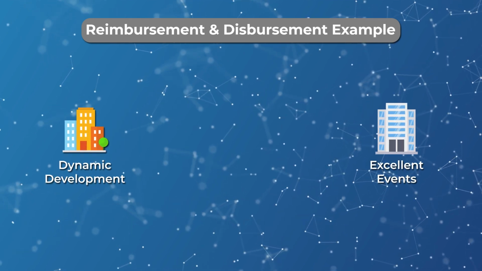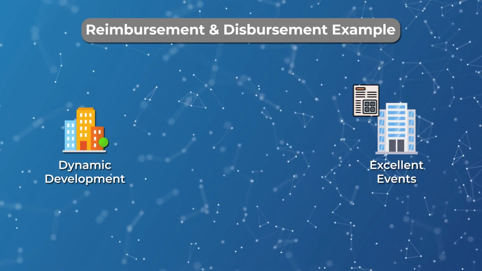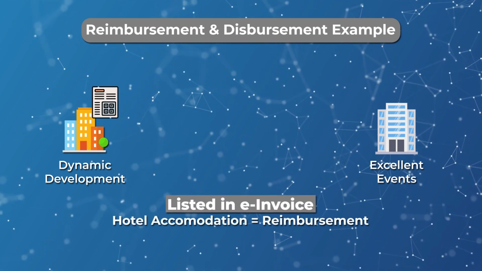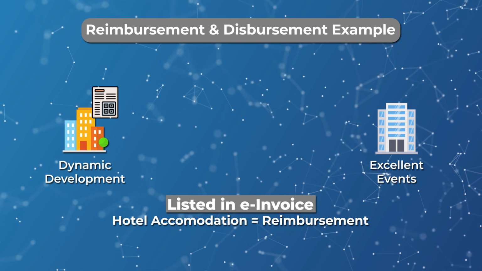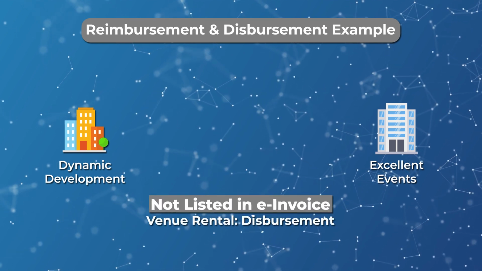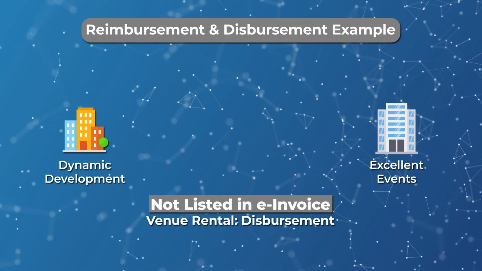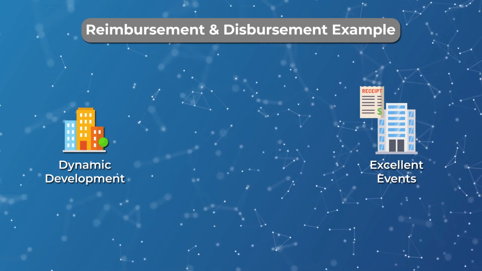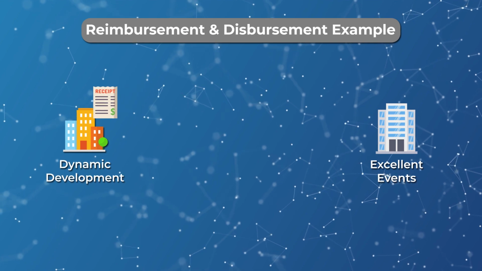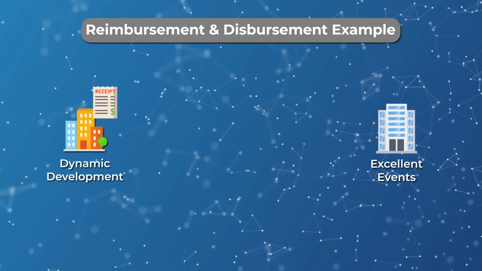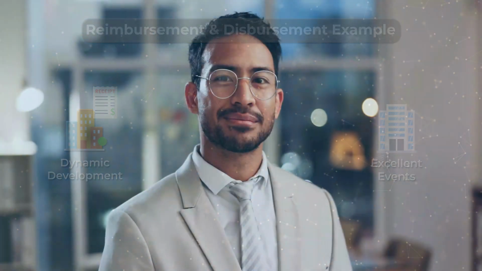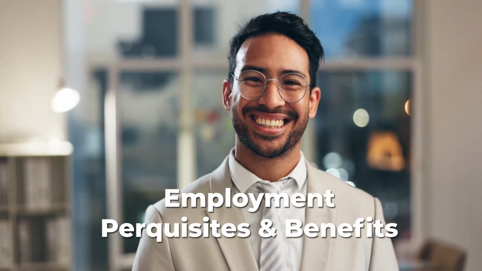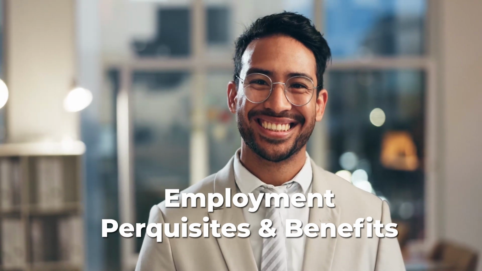Upon the completion of the event, Excellent Events invoices Dynamic Development for their planning service. Hotel accommodation is listed as a reimbursement, while venue rental is not listed in the e-invoice, because Cozy Convention Center has invoiced the client directly. Excellent Events has to provide the proof of payment to the client, in order to get the disbursement for the venue rental.